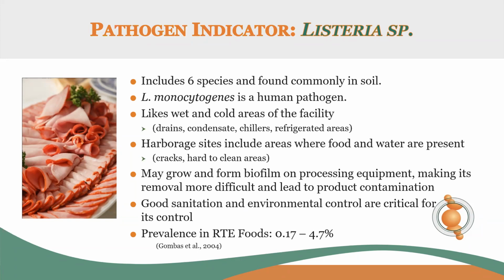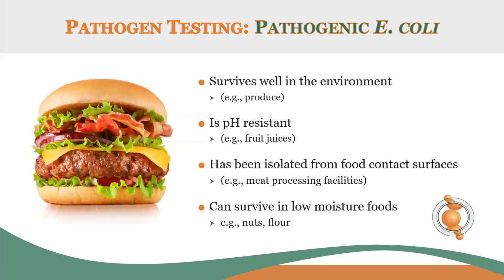Listeria can grow and form a biofilm on processing equipment, and this makes it very difficult to remove and to clean. And of course, once a biofilm is formed, it's very easy for it to spread and then potentially contaminate your product. So good sanitation and environmental control are critical for the control of Listeria. And then, of course, as you can see here, Listeria's prevalence in RTE, ready-to-eat foods, is 0.17 to 4.7%.